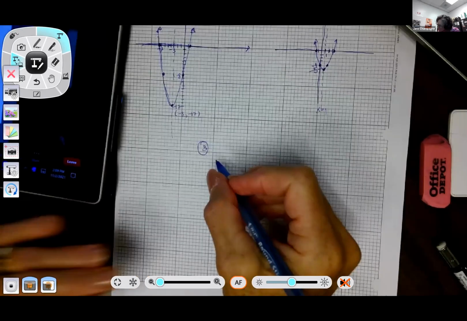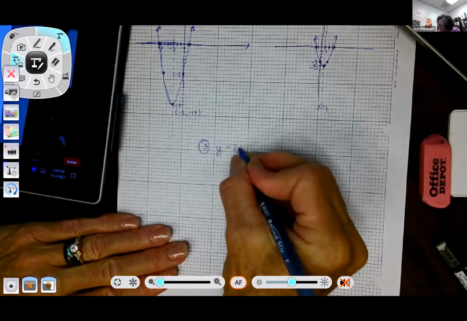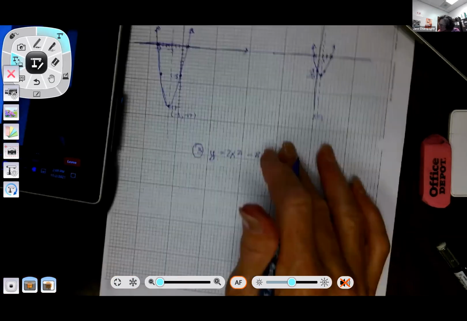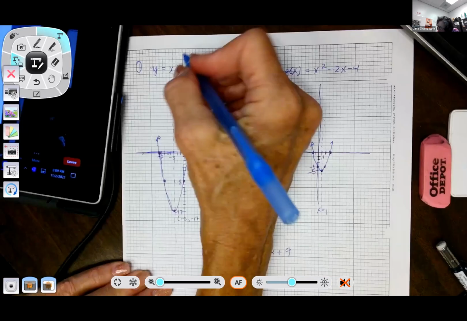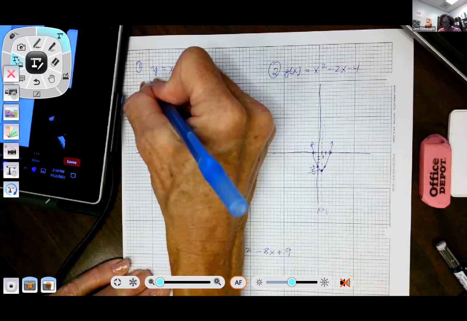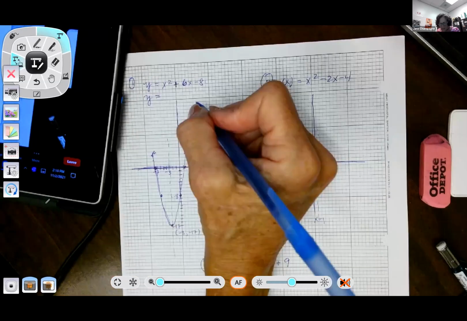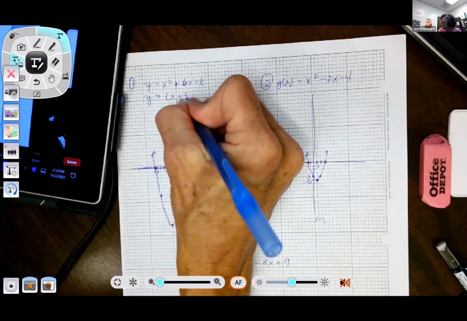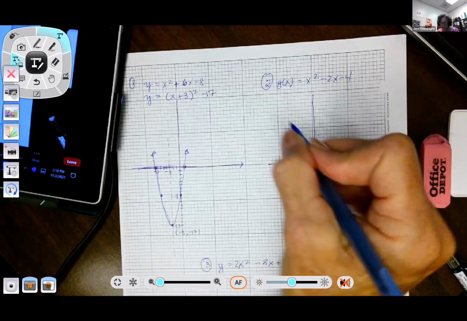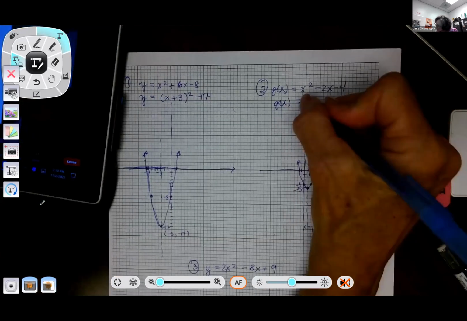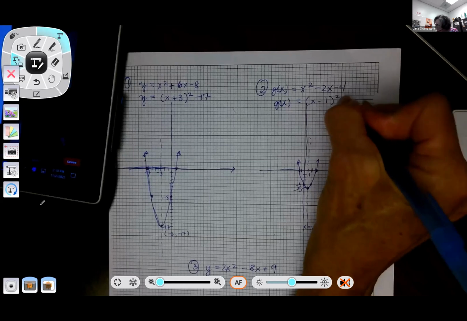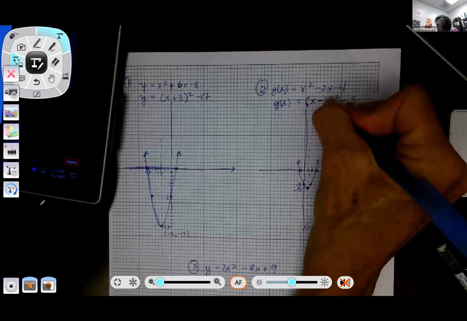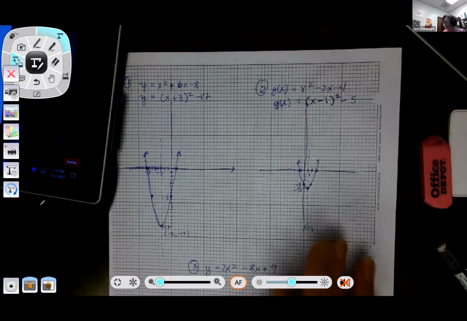And then number 3, y equals 2x squared minus 8x plus 9. In fact, let me also write the vertex form of the equation because they're both equivalent, right? So this one was x plus 3 quantity squared minus 17. This one, g of x, is also x minus 1 quantity squared minus 5, because they're going to want that probably as well, the alternate version of the function.